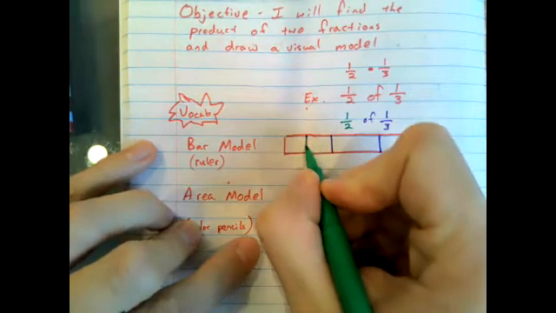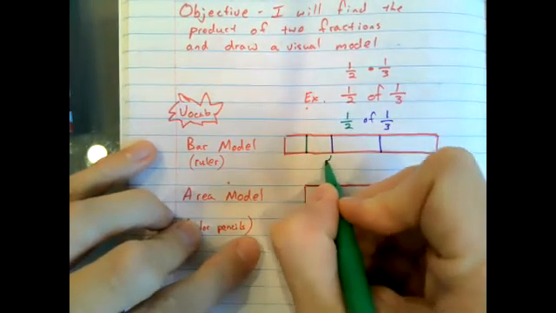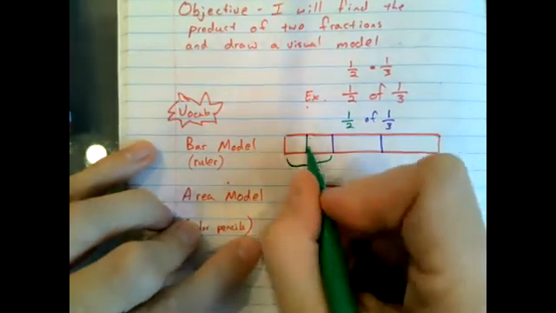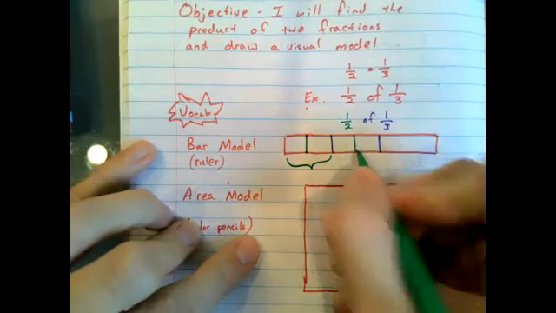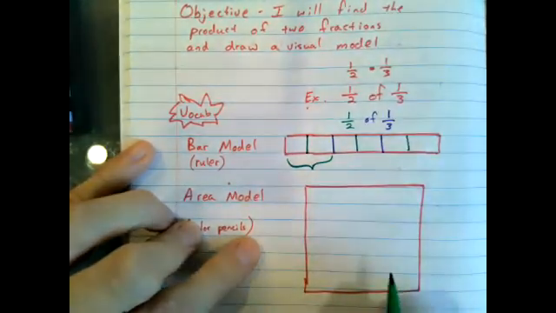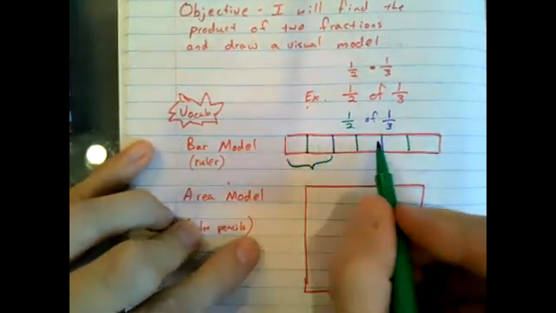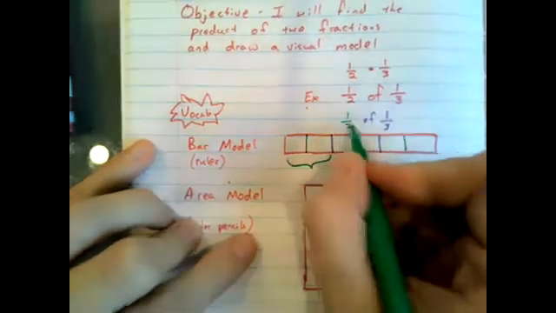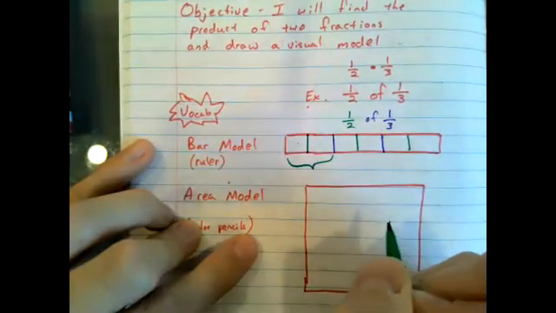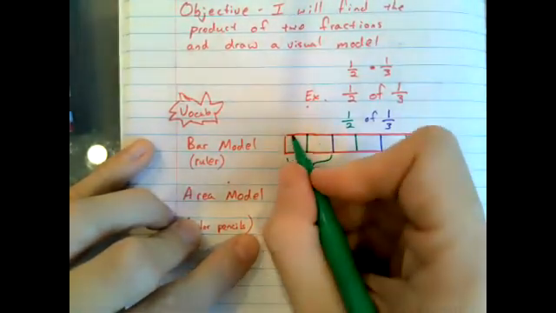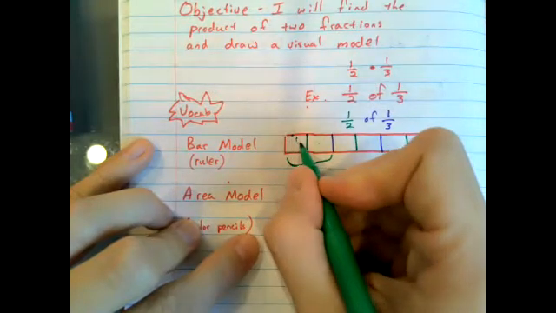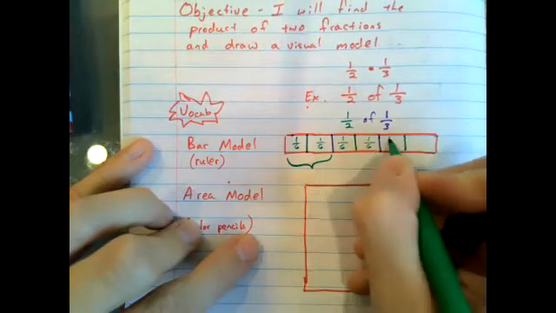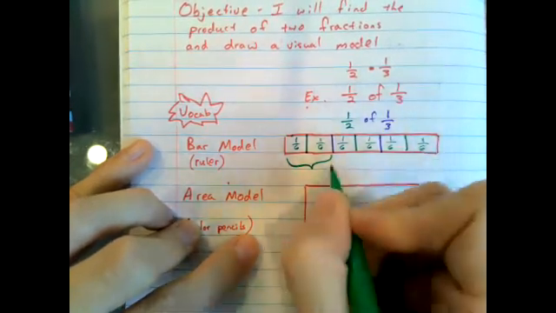So that means I'm going to take one of these thirds and cut it in half. This is what I'm looking for. But I don't just cut one of the thirds, I'm going to cut all the thirds. Now how many pieces do I have? 1, 2, 3, 4, 5, 6. So I'm looking for half of 1/3. So half of 1/3 would be, this is 1/6, 1/6, 1/6, 1/6, 1/6, 1/6.